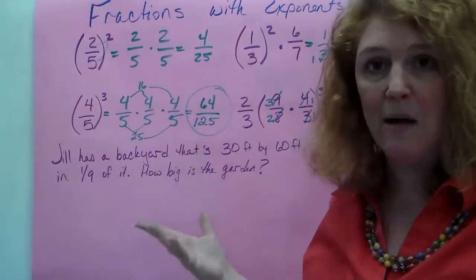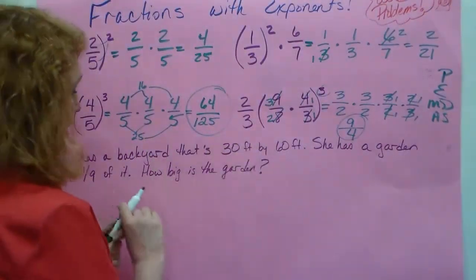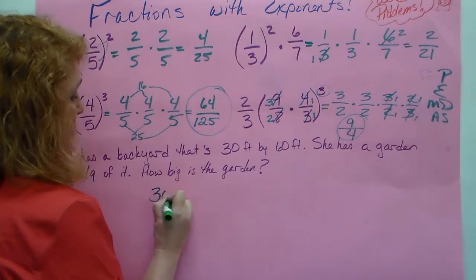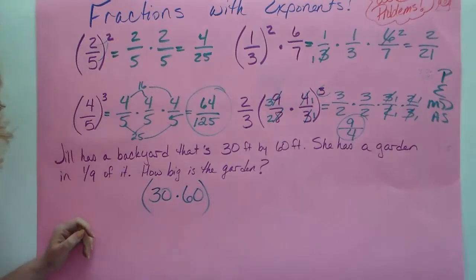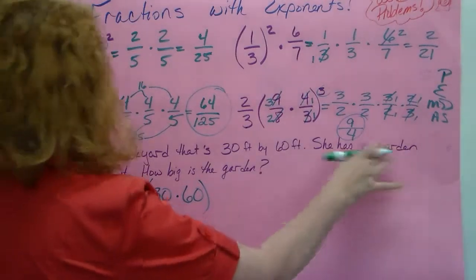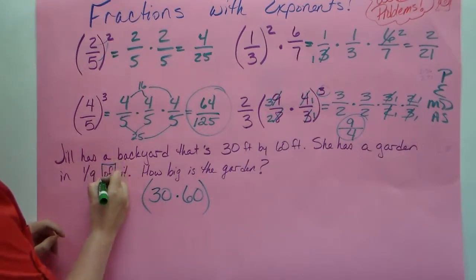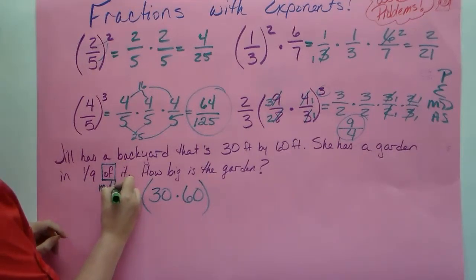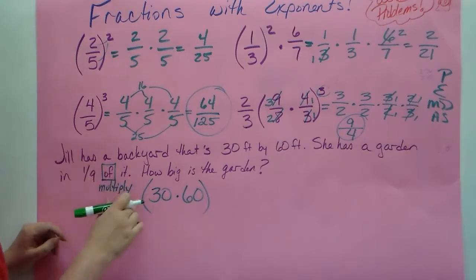How do I set this up? Well, the first thing I need to do is figure out how big her backyard is. Her backyard is 30 times 60, and I'm going to do that first. Now, I have a garden that's 1/9 of that. Remember, of means multiply. So I'm going to do 1/9 times this.